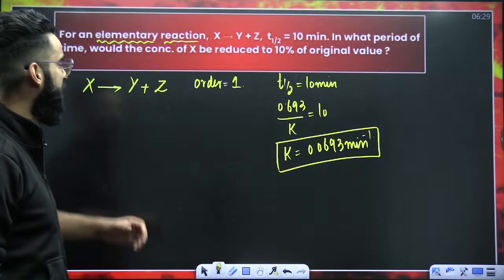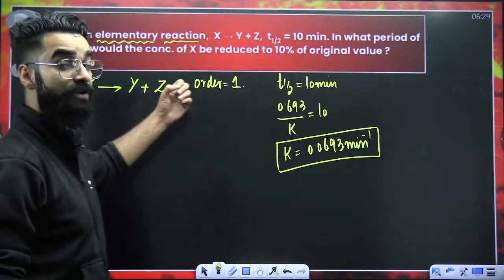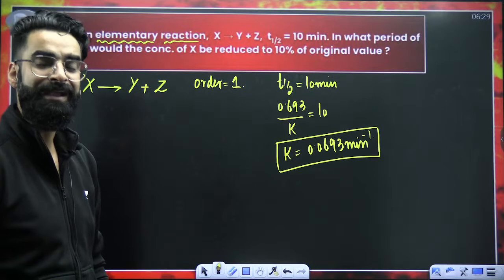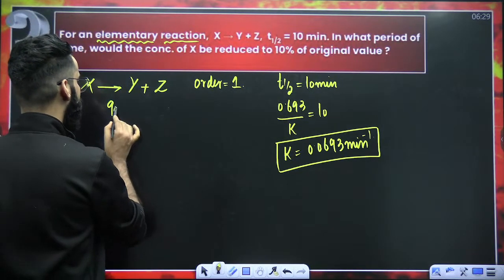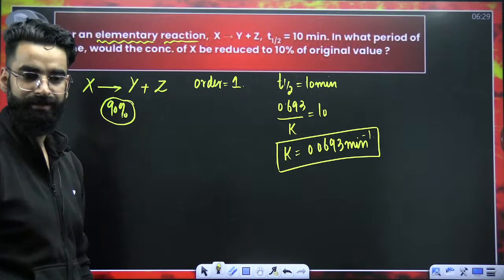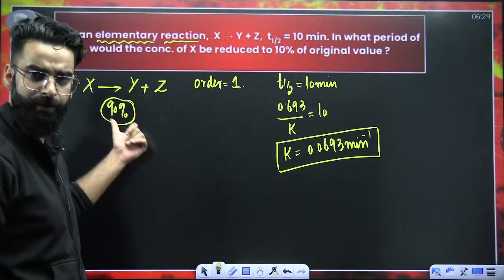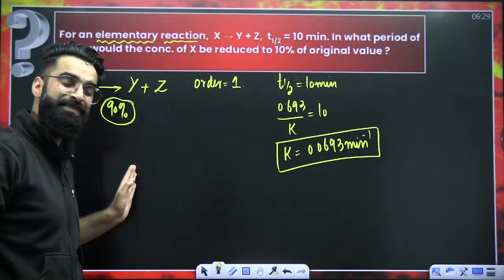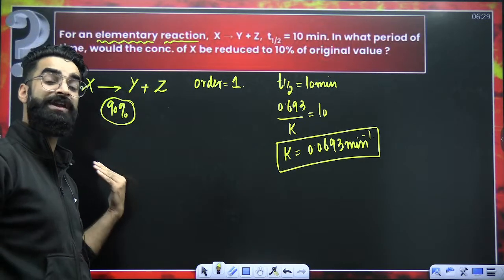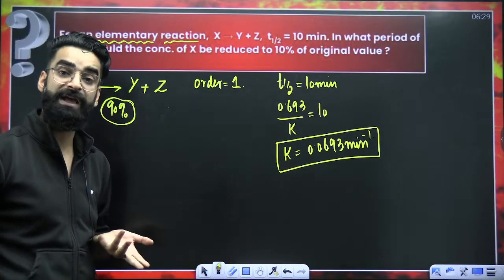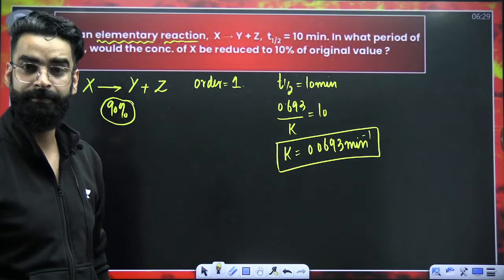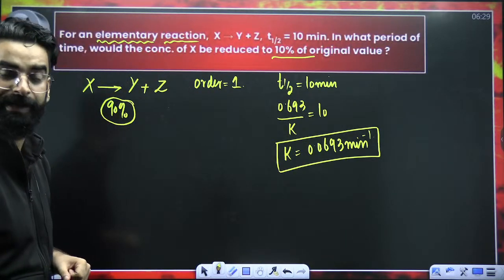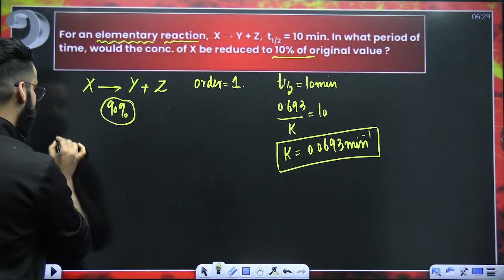Now, what are we supposed to calculate? In what period of time would the concentration of X be reduced to 10% of its original value? So indirectly, he's asking you, how much time will it take for the reaction to get 90% completed? Do you agree with this? Because when 90% of the reaction gets completed, that means 90% of the reactant has been converted into product. At that point only, 10% reactant will be left in the container. 10% reactant left means 90% reaction completed, right? So he's asking you the time taken to complete 90% of the reaction.